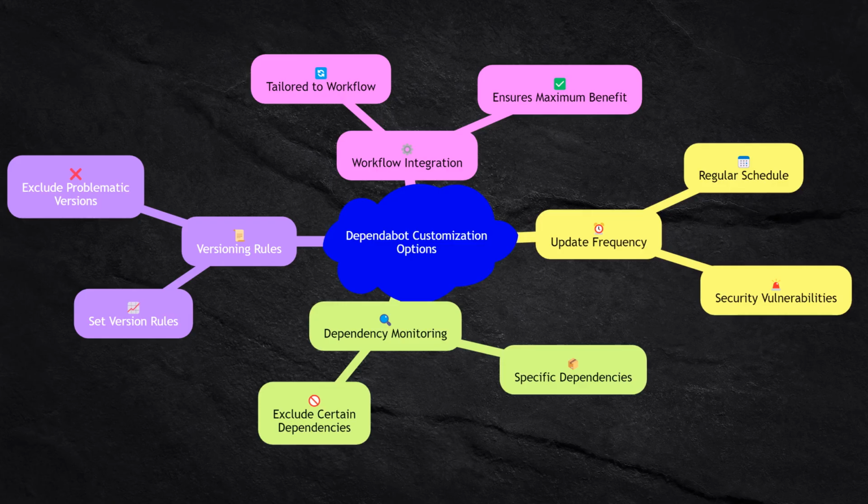Dependabot offers extensive customization options to fit the specific needs of your project. You can configure the frequency of updates, specify which dependencies to monitor, and set rules for versioning. For example, you can choose to receive updates only for security vulnerabilities or set a schedule for regular updates. You can also exclude certain dependencies or versions if they are known to cause issues. This flexibility allows you to tailor Dependabot to your workflow, ensuring that it provides maximum benefit without disrupting your development process.